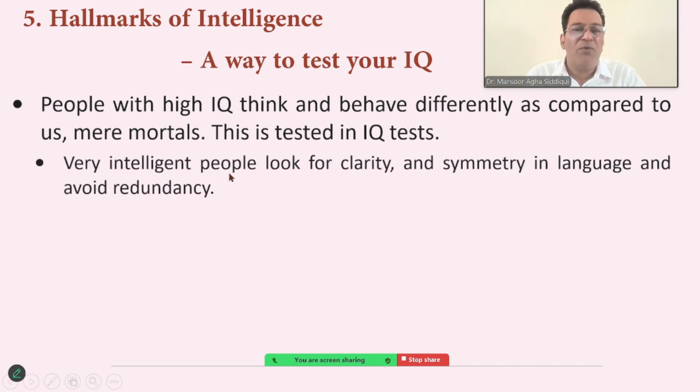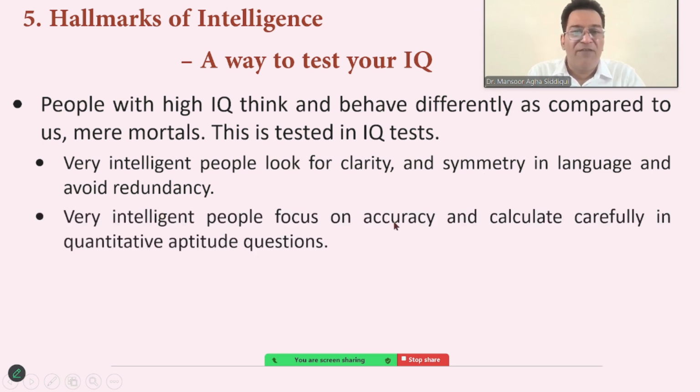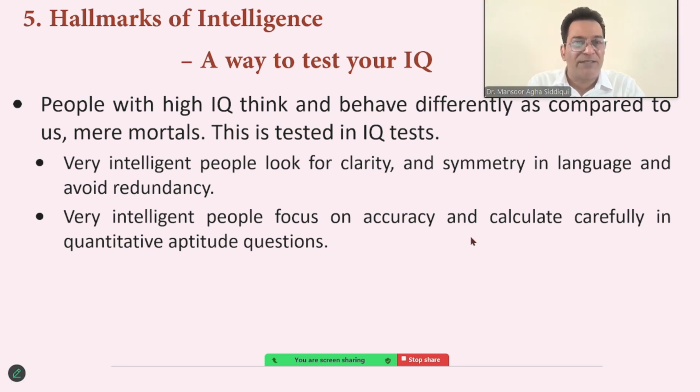Very intelligent people always look for clarity. They look for symmetry in language. They avoid redundancy. They focus upon accuracy. That is the reason why, for example, if they are very good at mathematics, they will not be satisfied by doing a mental calculation. They will always use pen and paper to do the calculation and recheck their calculation.